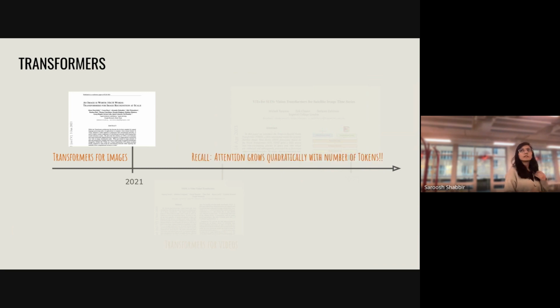The problem here is that attention grows quadratically with the number of tokens. So one cannot apply it directly to pixels. This is the main problem, because there's just too much data for a transformer to be able to process efficiently.